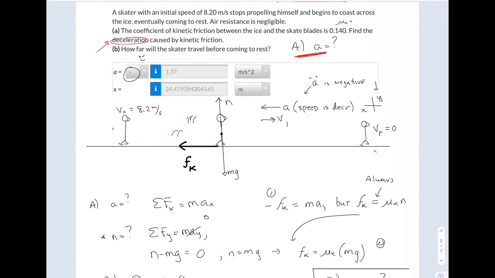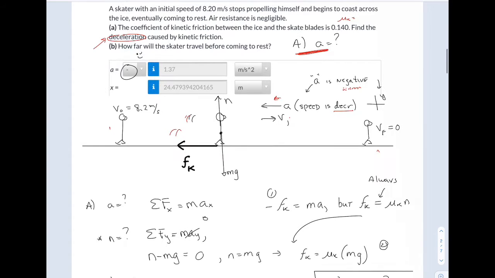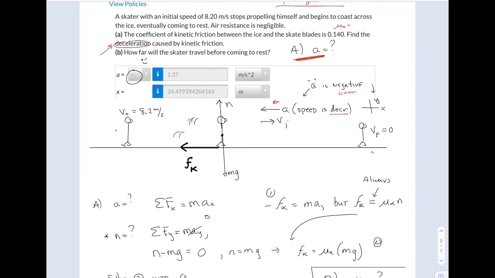Here's the picture of the person moving. In my picture, I clarified that they're moving to the right, but they're slowing down. Speed is decreasing, so acceleration points backwards to the left, and that dictates my coordinate system. The acceleration has to be negative, or rather, you should make it negative when it's slowing down. Whoops, that picture's not right. Let me fix that. Like that. So acceleration is negative because it points to the left.